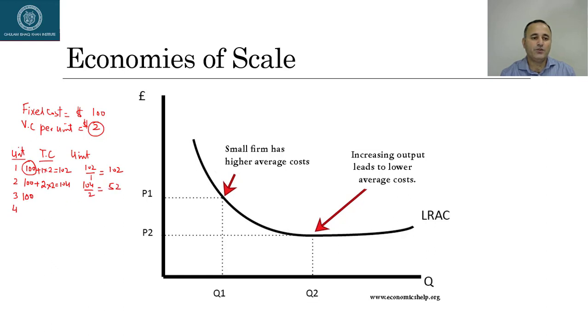For 3 units produced, same mathematics, so 106. 106 divided by 3 is almost 35.3. For 4 units, 4 multiplied by 2, which is 8, so 108 divided by 4, the unit cost would be 27. So as you can see, with every additional unit that we are producing, the per unit cost is actually going down, as you can see from this graph as well.